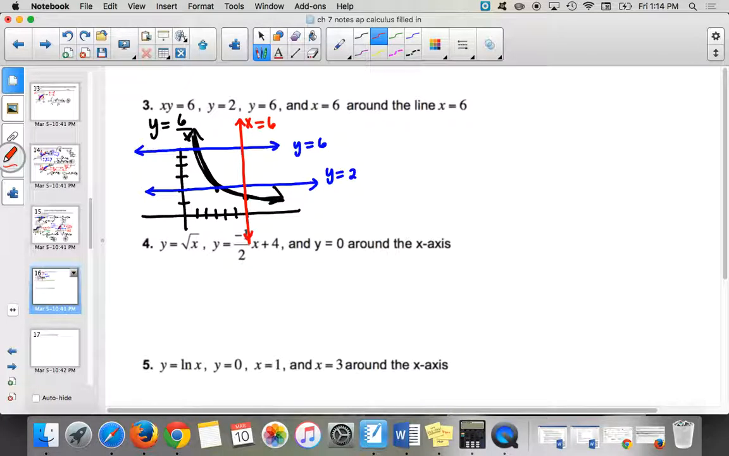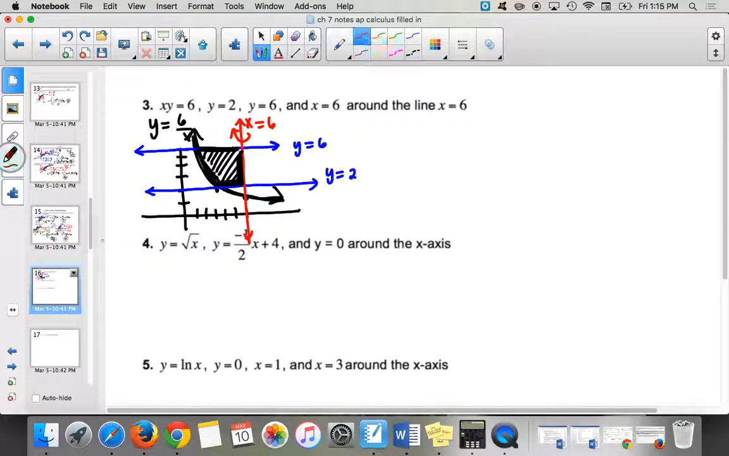So do we see the region bounded? This little region right here. And we're going around the line x equals 6. So here's our axis of rotation. What would that create? It creates kind of like a dome with the top of it kind of flattened. When we chop things off in math, we always call it truncated. So it'd be like a truncated dome. I don't know, a weird shape. Imagine making a birthday cake that's kind of rounded on the side.